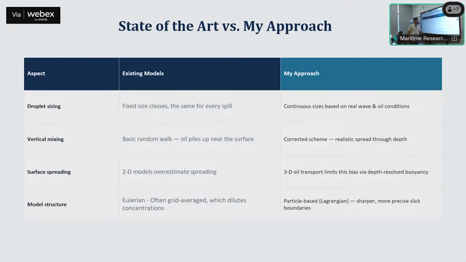And then surface spreading: if you don't include 3D vertical transport, then you will overestimate spreading. That's why I included that. And Eulerian is only accurate when it's near the spill source. After that, it's not accurate at all. So that's why I went with the Lagrangian approach.